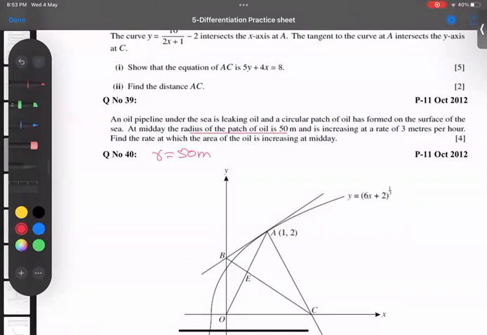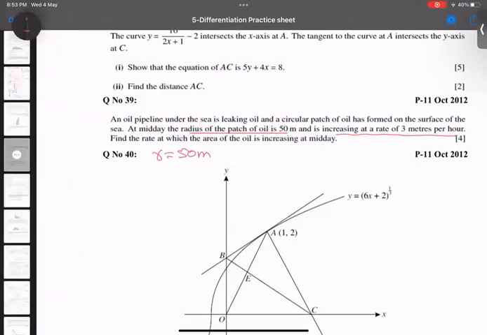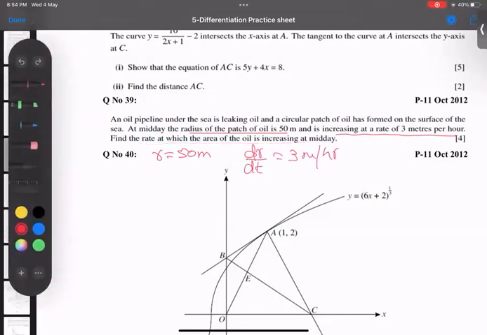The radius of the patch is 50 meters and increasing. The radius is increasing at 3 meters per hour. Repeat: radius is 50 and it is increasing at a rate, so I can say here that dr by dt is 3 meters per hour. Find the rate at which the area of the oil is increasing per day. So my target is dA by dt, question mark.